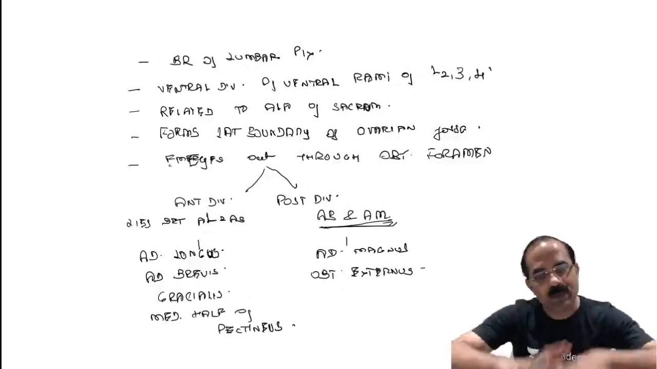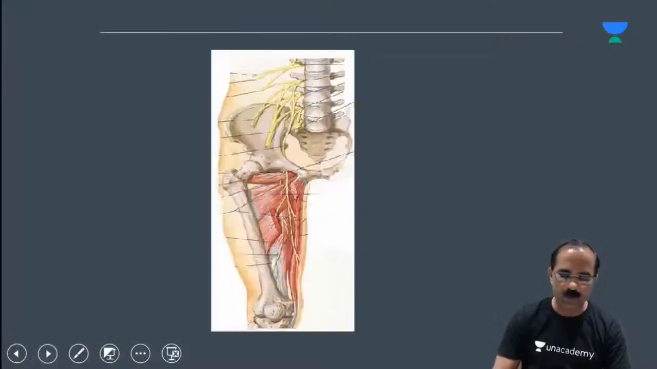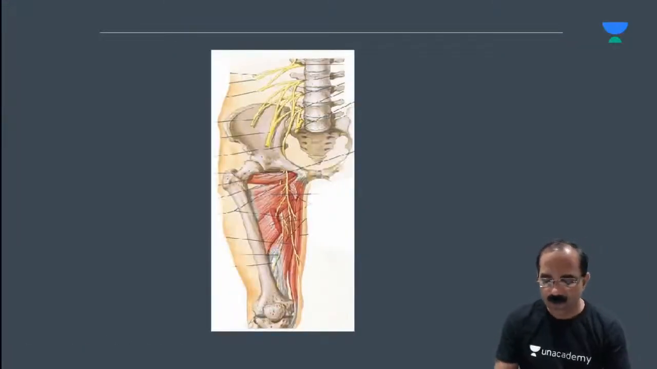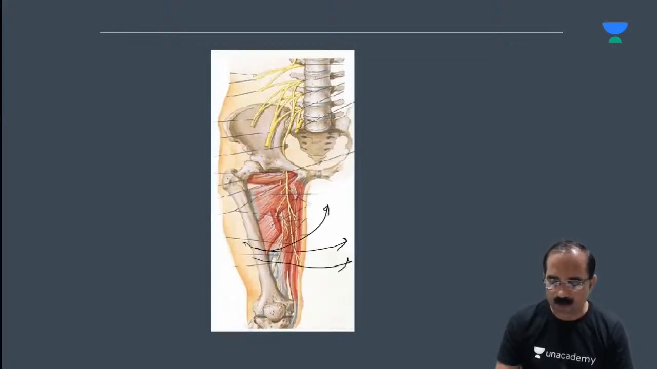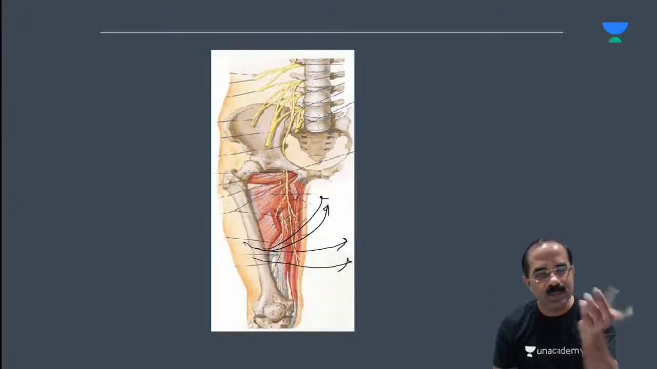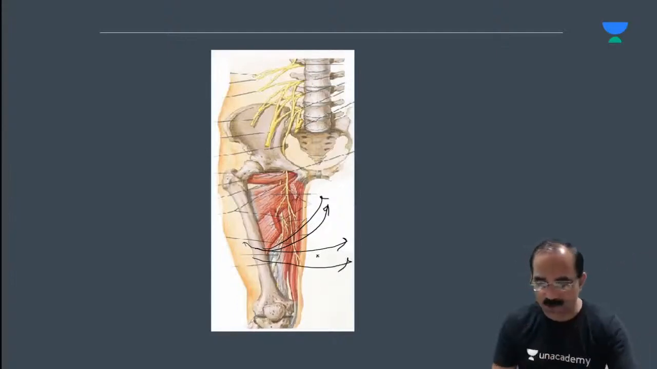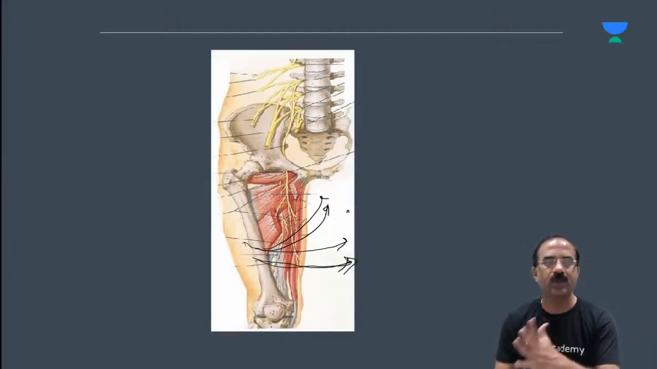Now all the muscles in the medial compartment of the thigh, what do they do? They are going to do adduction. And they turn the thigh inwards, they do medial rotation. So all the muscles in the medial compartment are going to do adduction and medial rotation.